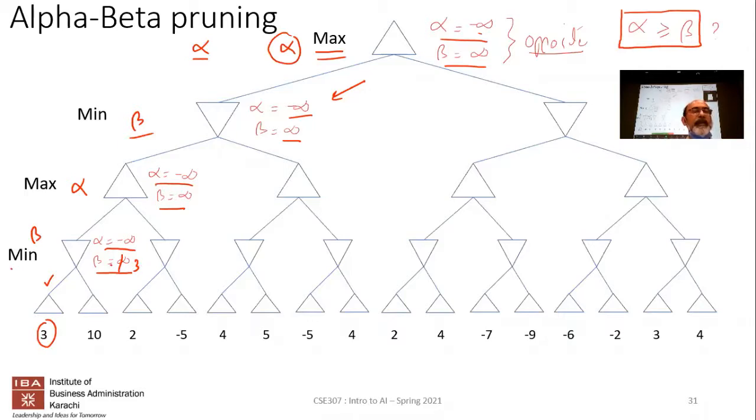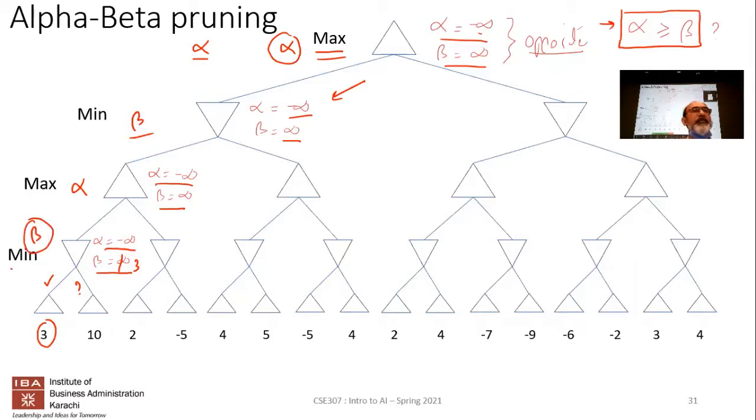Now the question is, before we evaluate this, what test are we going to do? Is alpha greater than or equal to beta? No. So now we need to evaluate that branch, okay? And which value are we going to change? We're only going to change the beta value in this level.